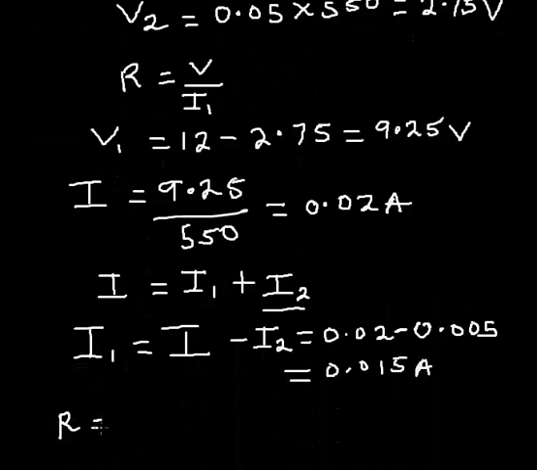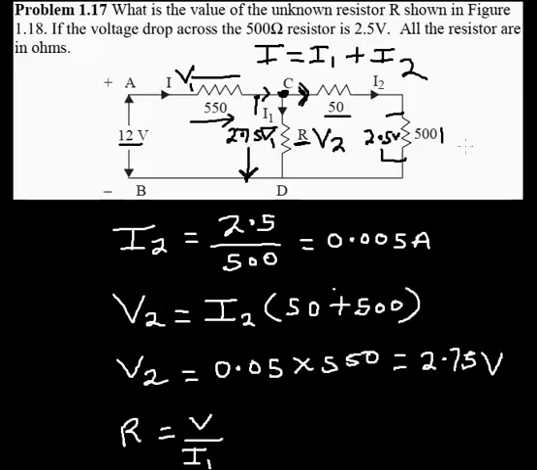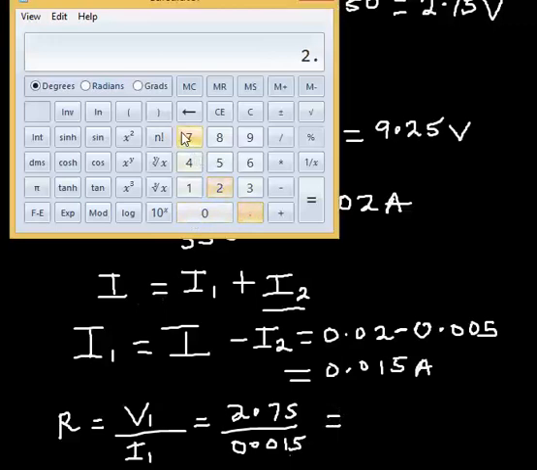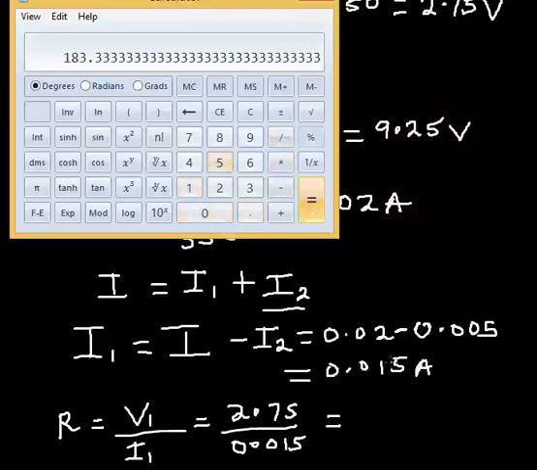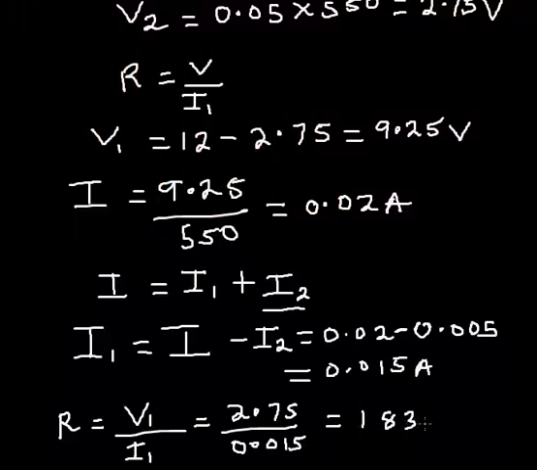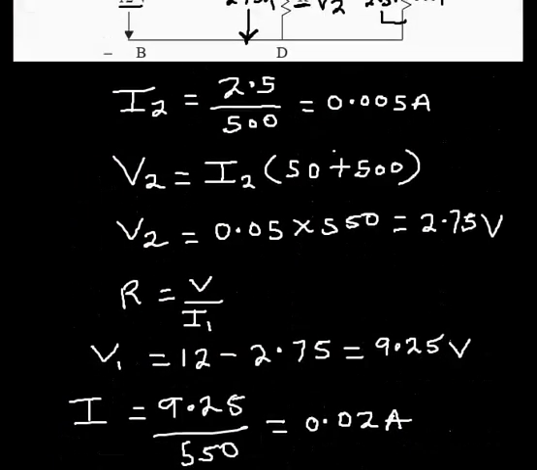The resistance R is going to be equal to V1, which we already calculated as 2.75, divided by the current, which is I1. So that's 2.75 divided by 0.015. Let's divide that. What do we have? Approximately 183 ohms. So I hope that is well understood.